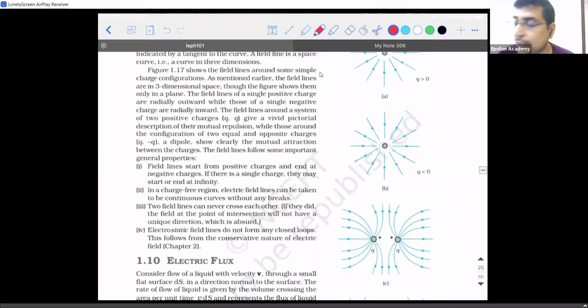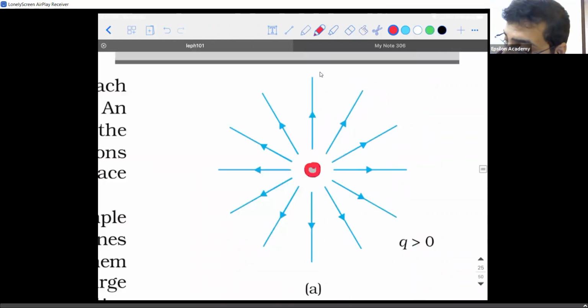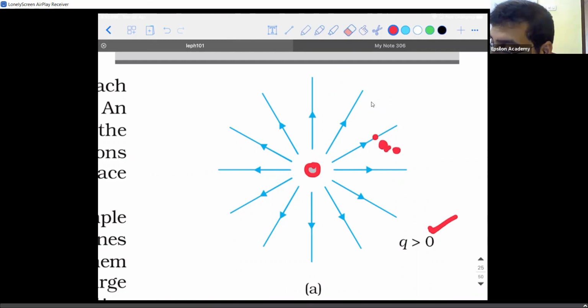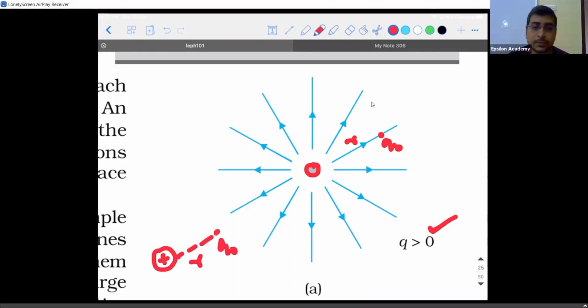Suppose I have a point charge which is positive, Q is greater than 0. Then how are we going to draw the electric field lines for it? Radially outward. You place a test charge Q0 at a distance, let's say r, from it. You have a positive charge, you place a test charge Q0, then in what direction is Q0 going to experience a force? It is going to experience a force away from the positive charge.